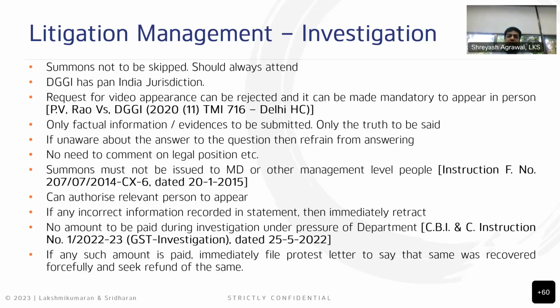If you have taken the view that, okay, it was my fault and hence I have to pay tax and close the issue, that is a separate point. But if you are paying only under pressure, then please refrain from it.